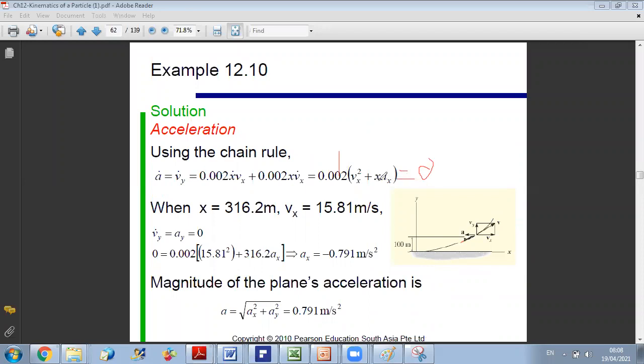And now already for any value of x, you can compute vx from the previous step. So now all you have to do is to replace back and get the value of ax. And since ay is 0, then the acceleration magnitude is equal to the magnitude of ax. Any question for this problem?